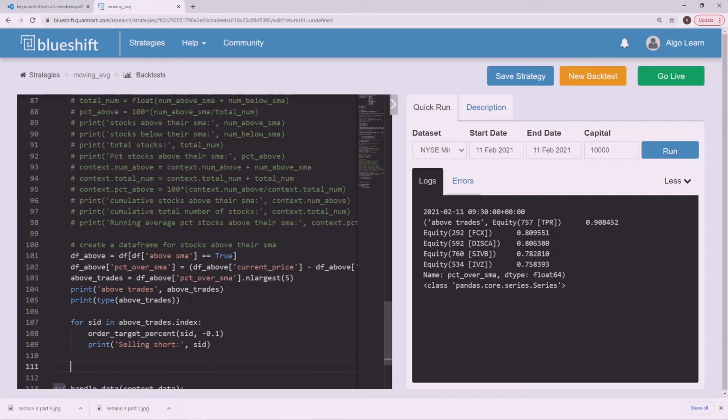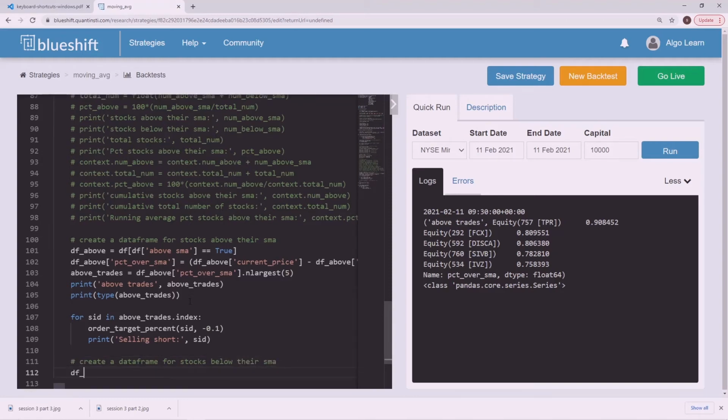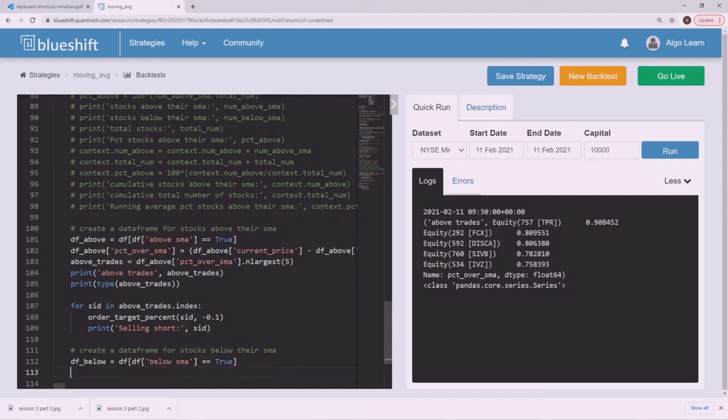Let's go after our long positions. So we want to go ahead and create a data frame for stocks below their SMA. And so you can kind of see how this is going to go down. I'm going to basically do it the same way. And then we're going to do below create. But in this one, let's do under.